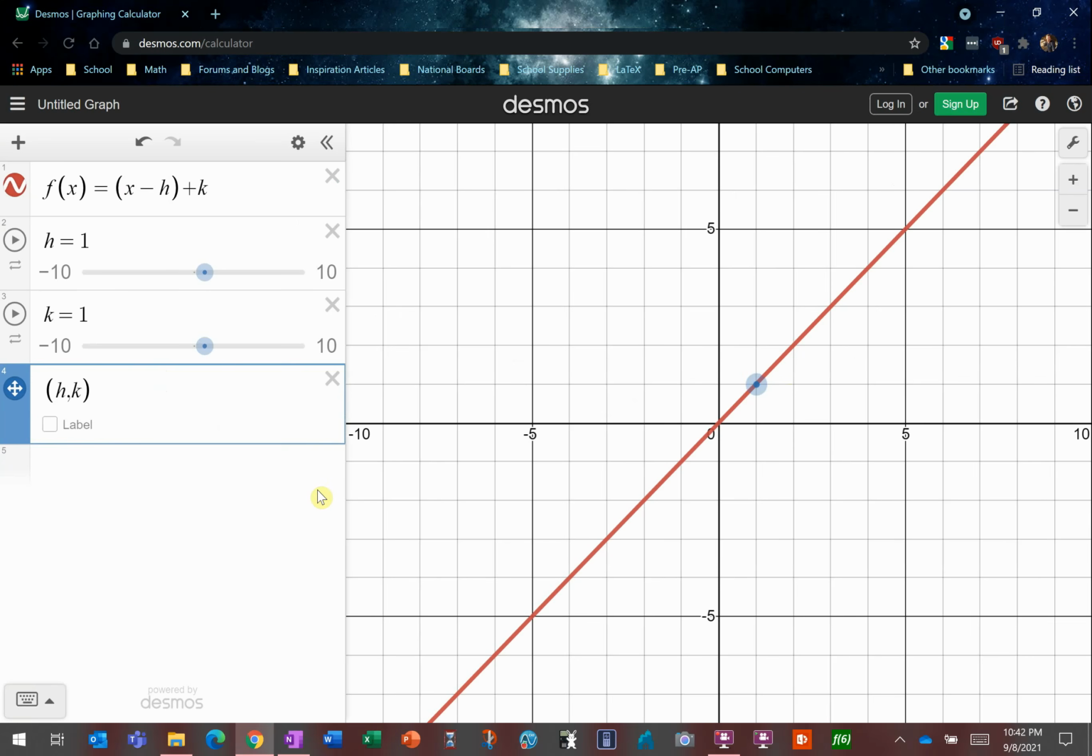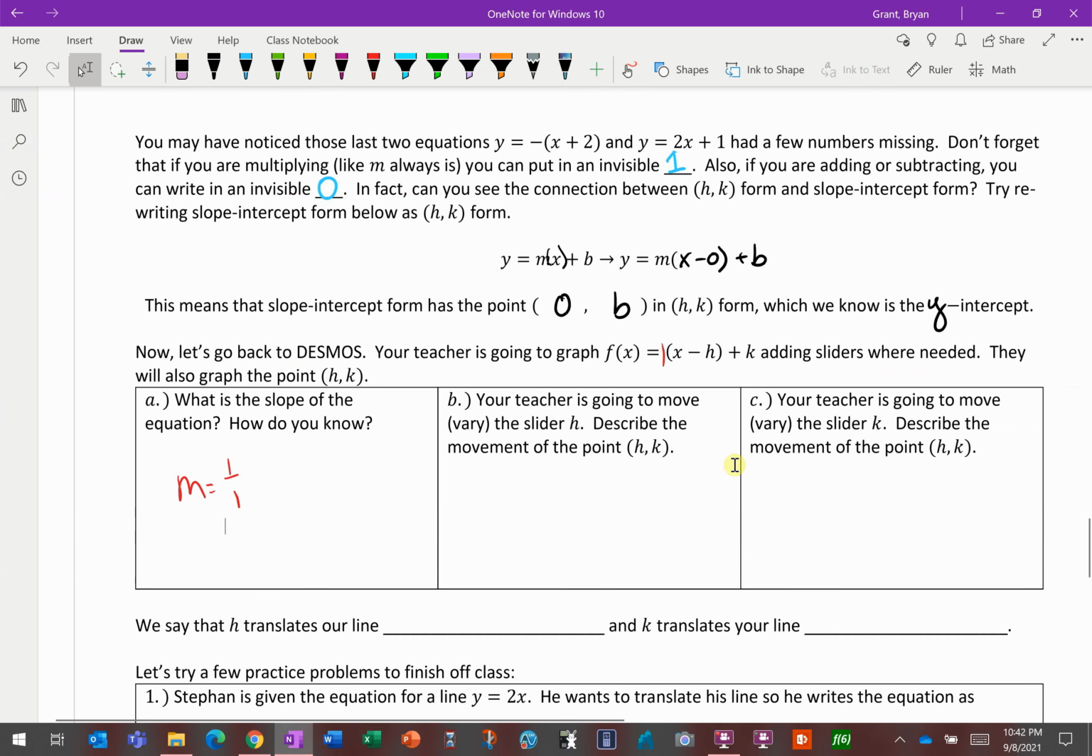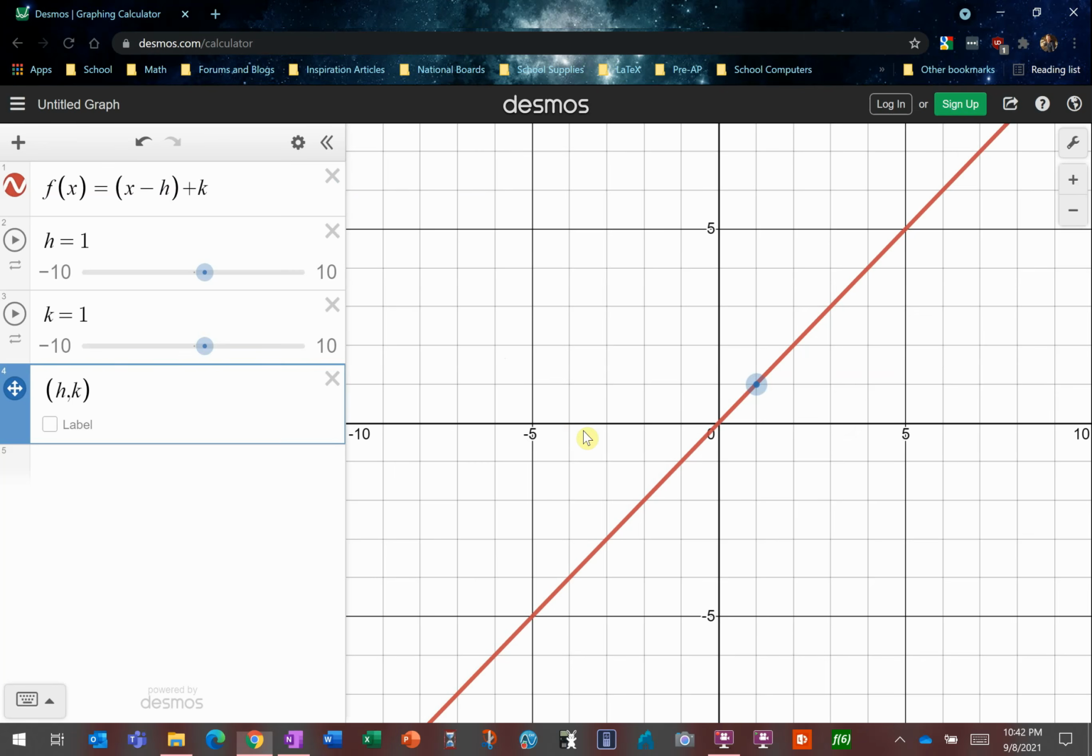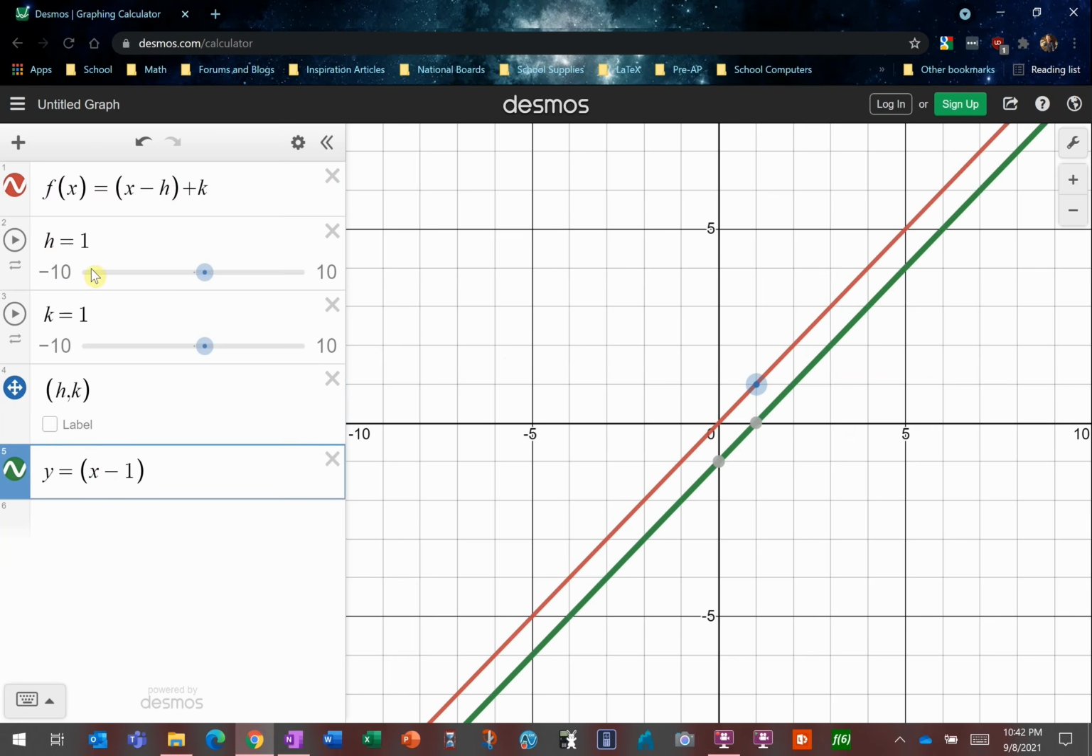And we are going to mess around with the different sliders. First it says move the slider h. So right now, this equation, and I'm going to write it out down below, has x minus, currently the slider h is at 1. So this is x minus 1. And then this k value is also at 1, so plus 1. Notice that the green line is on top of the red line. This is what is currently graphed.